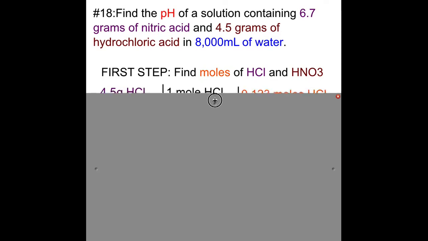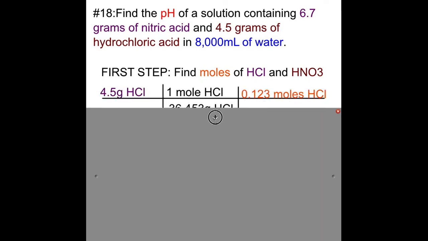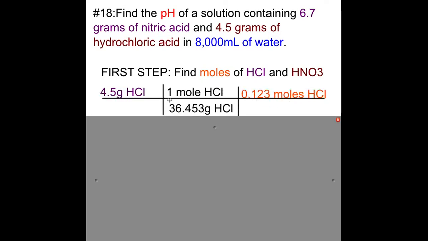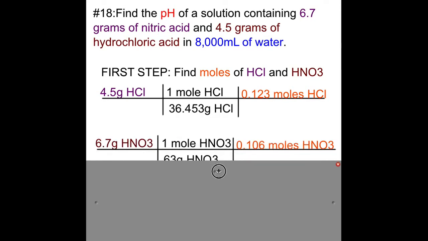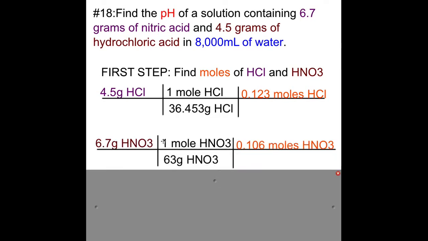So if you're a little stuck, here's a little help for the hydrochloric acid. You're going to multiply 4.5 grams of hydrochloric acid using your molar conversion of 1 mole of hydrochloric acid over 36.453 grams of hydrochloric acid. You're going to get 0.123 moles of hydrochloric acid. Now for the nitric acid, you're going to use 6.7 grams of nitric acid times your molar conversion of 1 mole of nitric acid over 63 grams of nitric acid. You're going to get 0.106 moles of nitric acid.